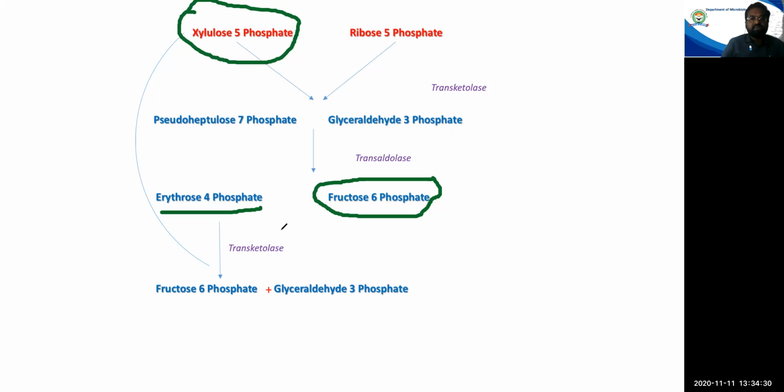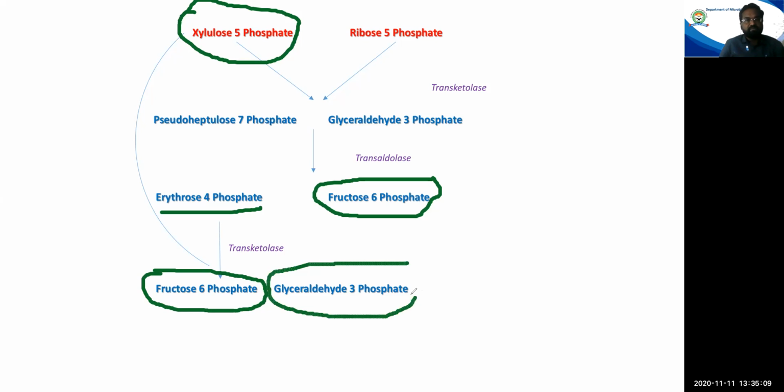Okay, so if you see this transketolase enzyme, what does it do? It takes up this xylulose 5-phosphate, takes up this erythrose 4-phosphate, and condenses both the molecules. Now, this is a 5-carbon compound, this is a 4-carbon compound. 5 plus 4, you get a 9-carbon carbohydrate, and then this condensed mixture is broken down again to result in the formation of another molecule of fructose 6-phosphate, a 6-carbon compound, and one more molecule of glyceraldehyde 3-phosphate.